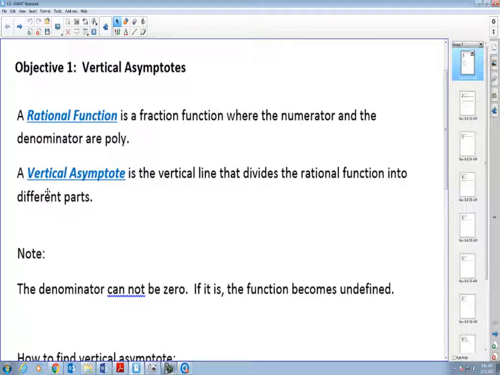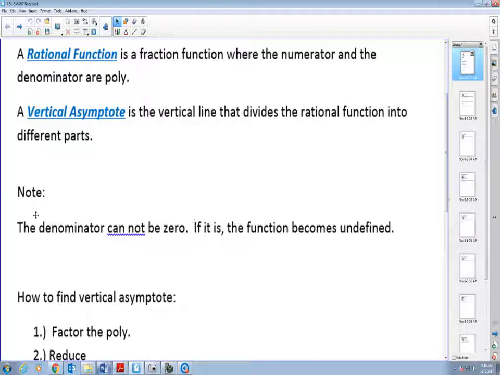All right. So what is a so-called vertical asymptote? A vertical asymptote is referring to a vertical line or vertical lines that will divide my rational function, or the graph of a rational function, into different parts. So in a minute, I will graph it for you and begin to show you what they are.